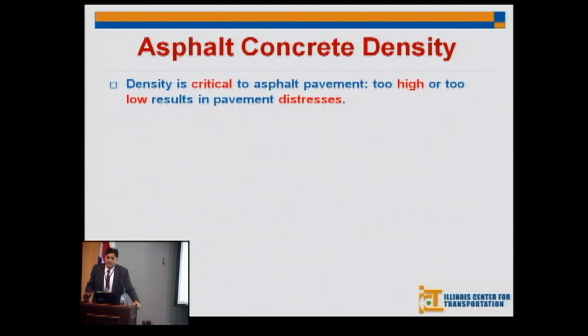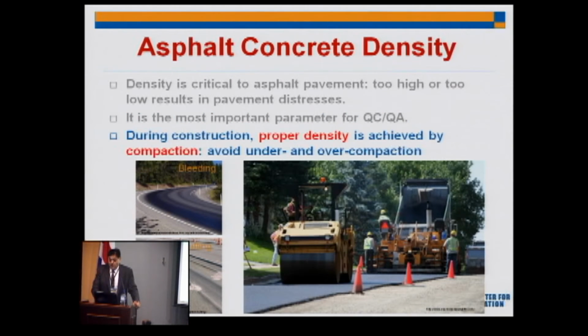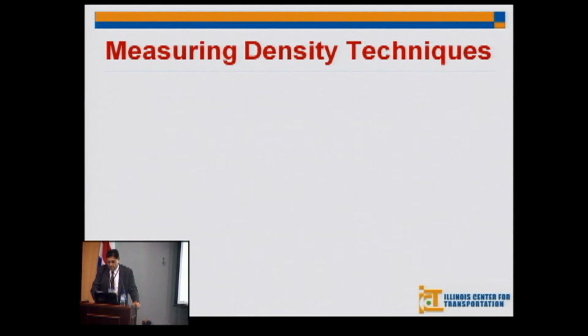But density for us is very, very critical, because if you have a very low density, this means you have a lot of air void, and that will cause rutting. If you have a very, very high density, that might cause shoving. So either way, you cannot win. So we need a very good design, specifically from the density point of view, for our asphalt pavements. It is the most important parameter for quality control. During construction, the proper density is usually achieved by proper compaction, trying to avoid over- or under-compaction.